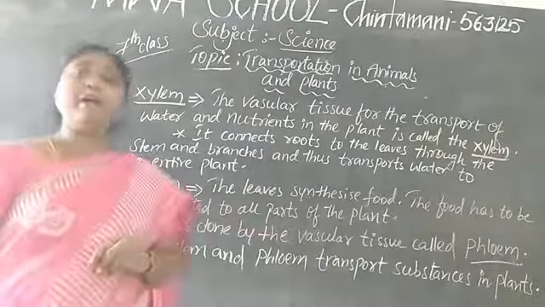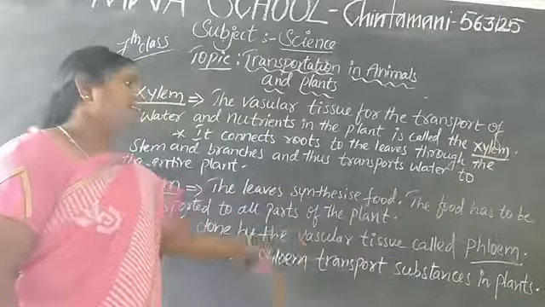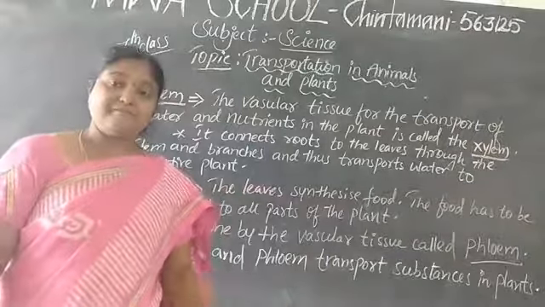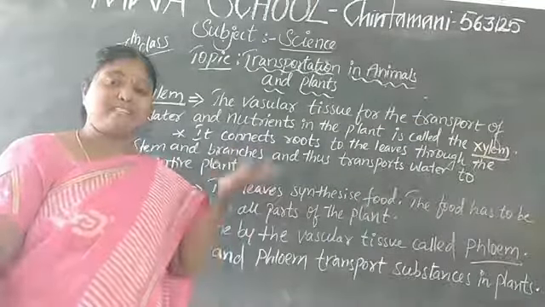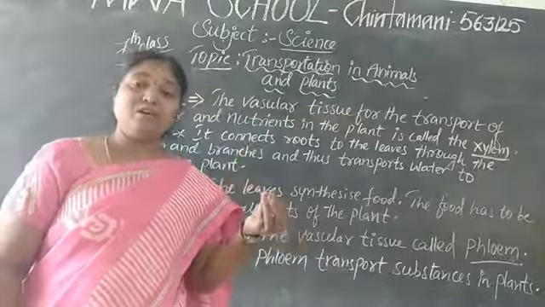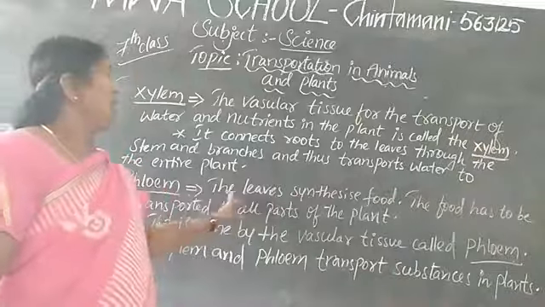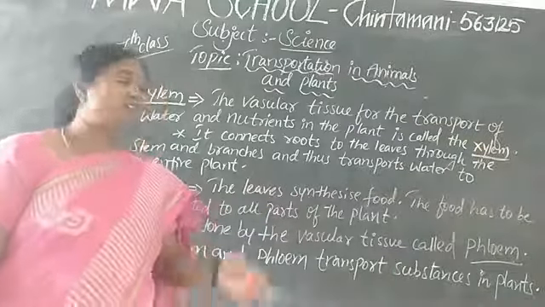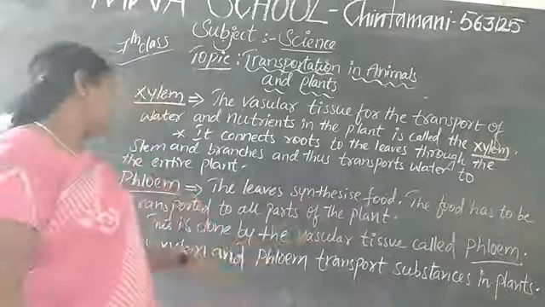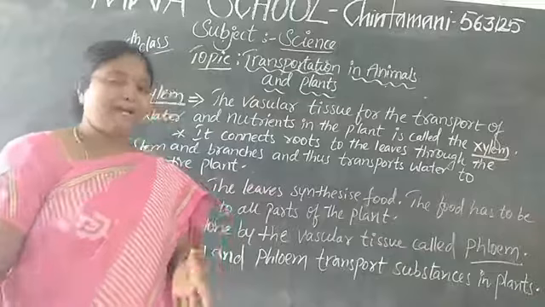Next, what do you mean by phloem? The leaves synthesize food. We know that by using sunlight the leaves prepare food, and this process is called photosynthesis. The food has to be transported to all parts of the plant. This is done by the vascular tissue called the phloem.